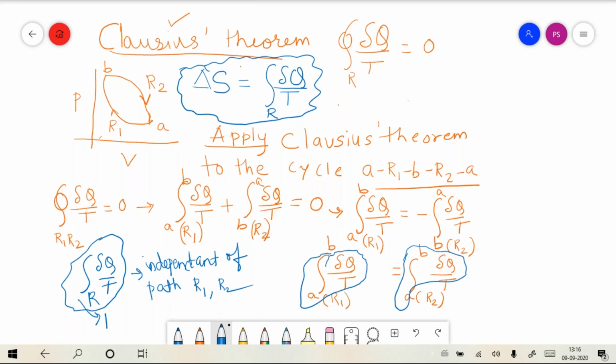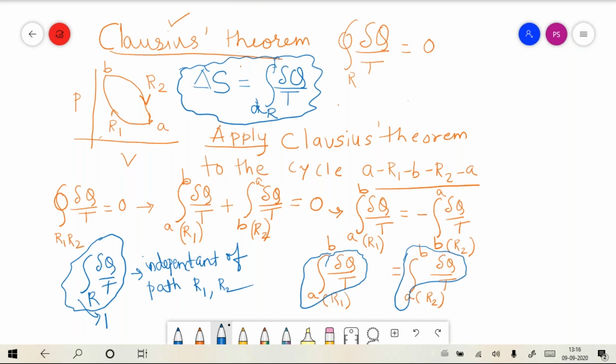So this is the proof that there exists a property called entropy, whose change is given by the integral of del Q by T. This integration has to be performed along a reversible path between the initial state and the final state for which we are interested in finding the property change. In our case, suppose this is A and B, then entropy at the state B minus entropy at the state A is equal to the integral of del Q by T from A to B via the path R.